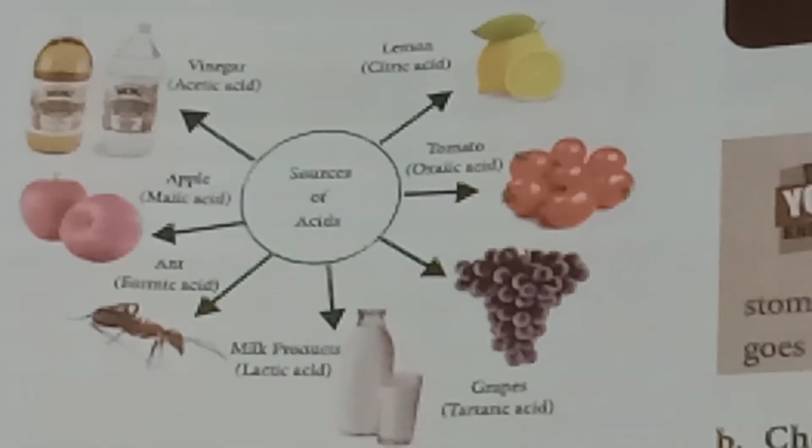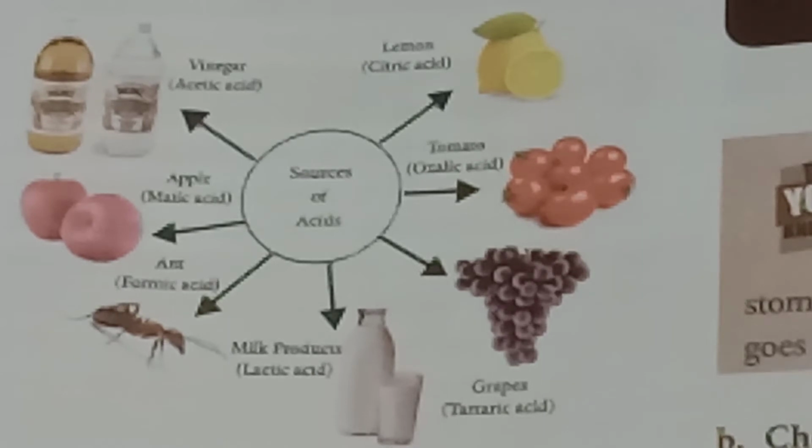On the other hand, acids are produced artificially in industries. These acids are called mineral acids or inorganic acids. For example, hydrochloric acid, that is HCl, sulfuric acid, that is H2SO4, nitric acid, that is HNO3, etc. There are many more classifications of acids. You will study about this in your higher class.